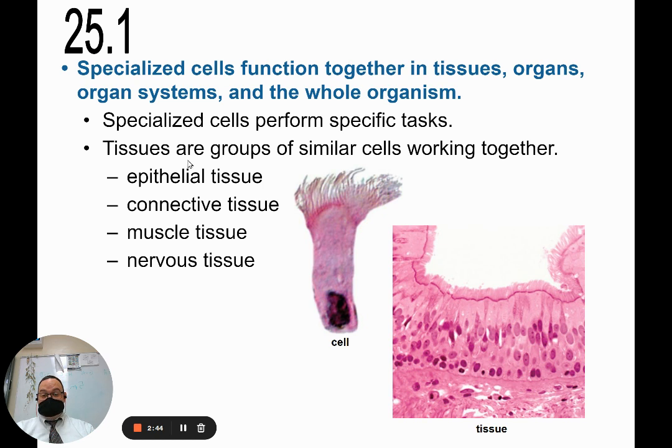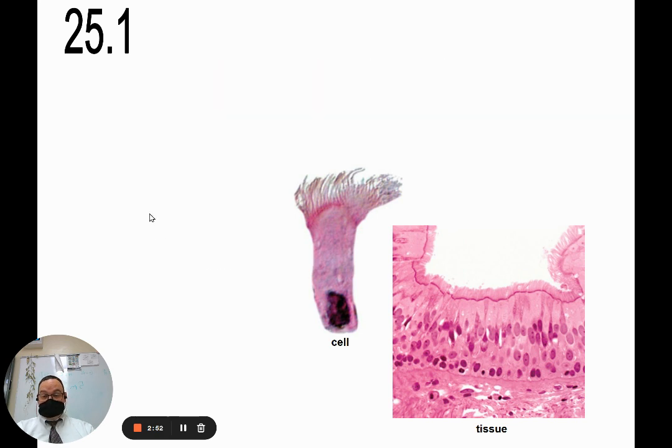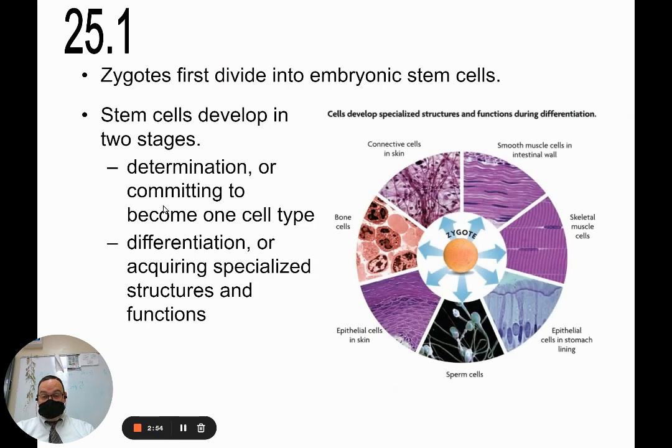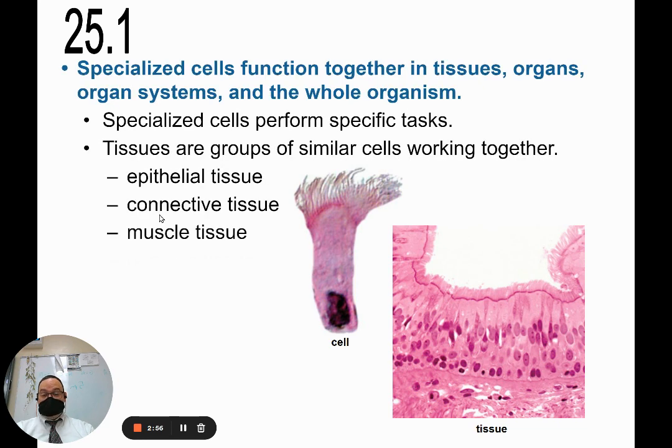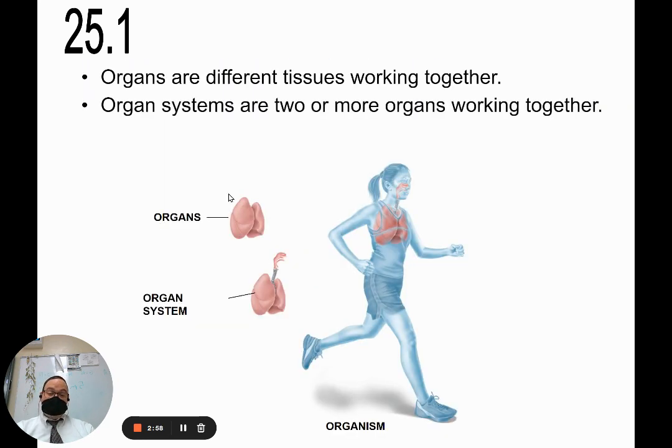So specific cells become specific types of tissues. Muscle cells make muscle tissue. Nervous cells make nervous tissue. Connective cells make connective tissue. That is in determination. Once you differentiate and you can become more specific things, then you can really get specialized tissues and have those cells look like the cells that are involved in those tissues.